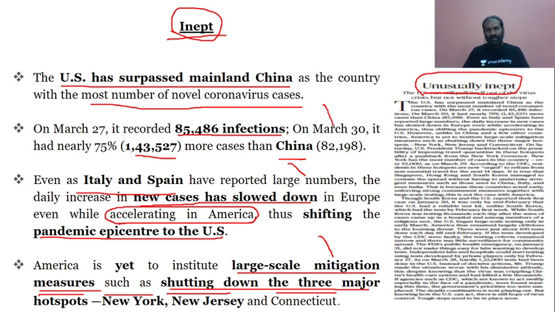By March 30, 1,43,527 cases were infected, and this is what is really causing concern. That is unpreparedness, or not being well prepared. That is the problem.